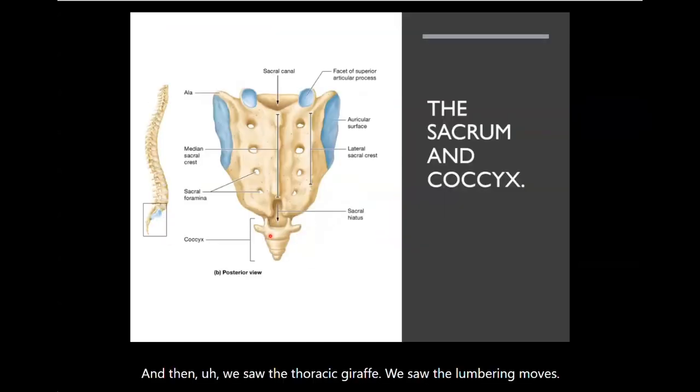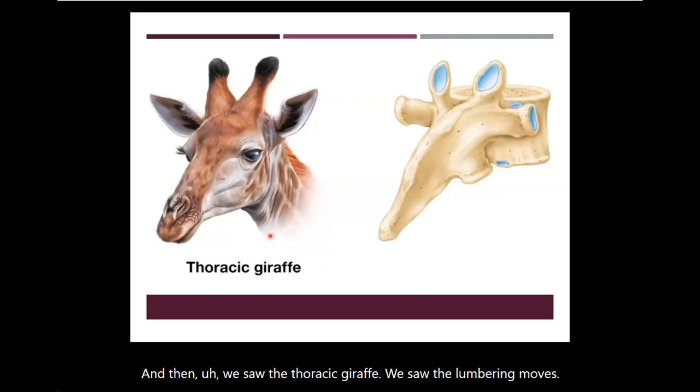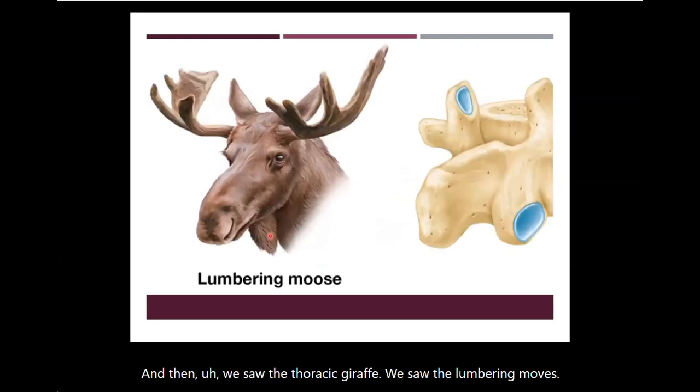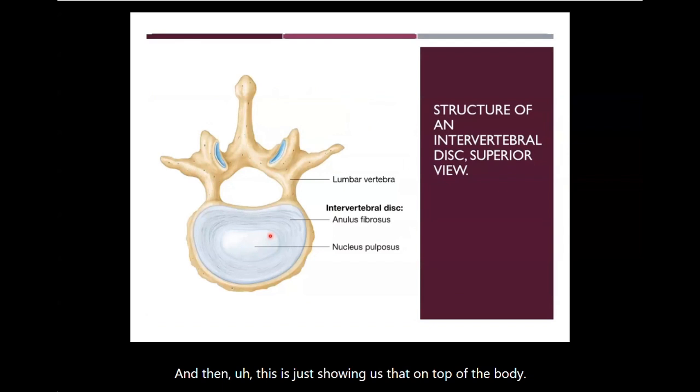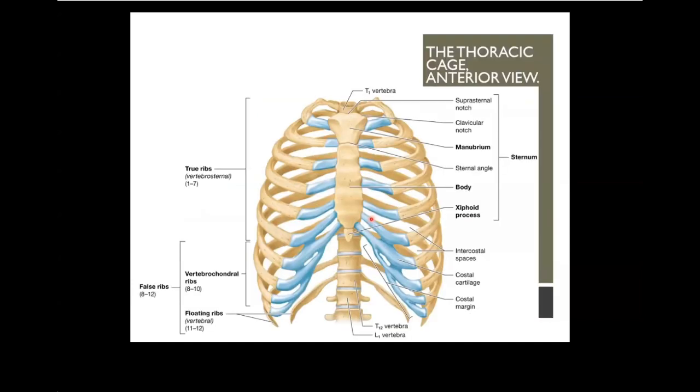Good. And then we saw the thoracic giraffe. We saw the lumbering moose. And then this is just showing us that on top of the body, what do we have? We have the intervertebral discs, okay? And then these intervertebral discs are made of collagen. They are an example of a joint. They join the two vertebrae together.